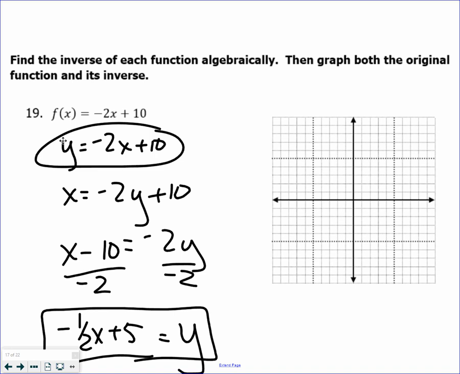So I'm going to change colors here. The first one's going to be in red. So the original has a y-intercept at 10 with a slope of -2. So -2 over 1. So there's the original line. The next one I'm going to do in blue. So the next one's going to have a y-intercept at +5 with a slope of -0.5. So down 1 over 2. So there's the inverse.